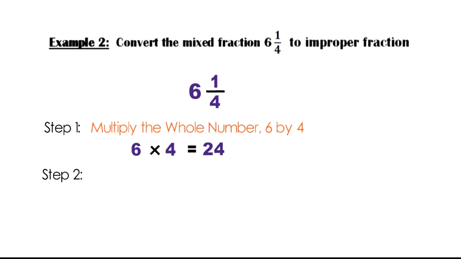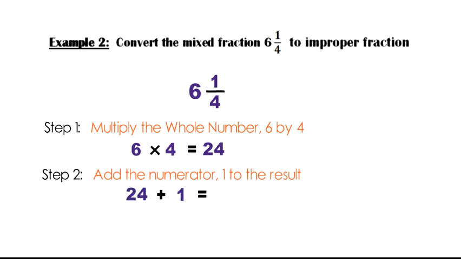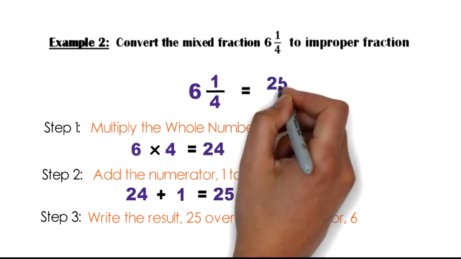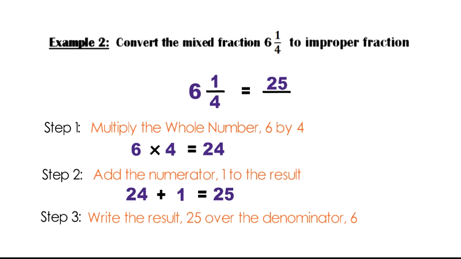Step 2. We will add the numerator, which is 1, to the result. This gives us 24 plus 1, which is equal to 25. Step 3. We will write down the result, 25, as the numerator, over the denominator, which is 4. Therefore, the answer is 25 over 4. In these two examples, we have learned how to convert mixed fraction to improper fraction. Next, we will solve some practice questions.